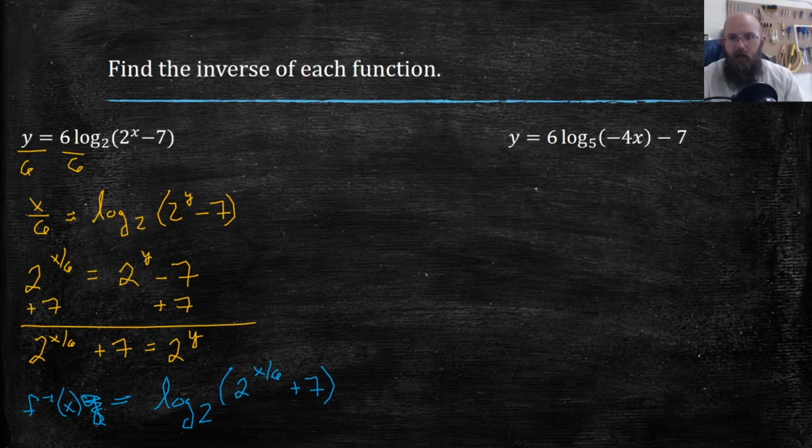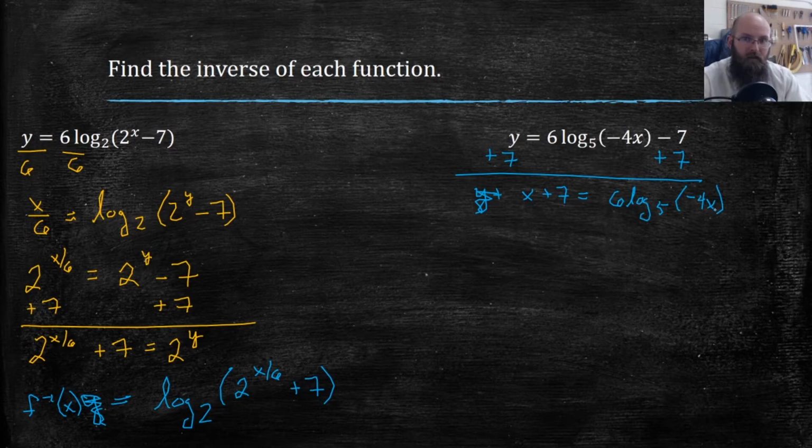All right. Next one, off to the right side. I'm going to add my 7 first. That's the simplest part of this. So x plus 7, because I forgot to switch my x's and my y's. That's the first step of inverses. All right, x plus 7 equals 6 log base 5 of negative 4x. Same thing as last time. My x has to be a negative number. My y has to be a negative number so that my whole log thing is a positive number.